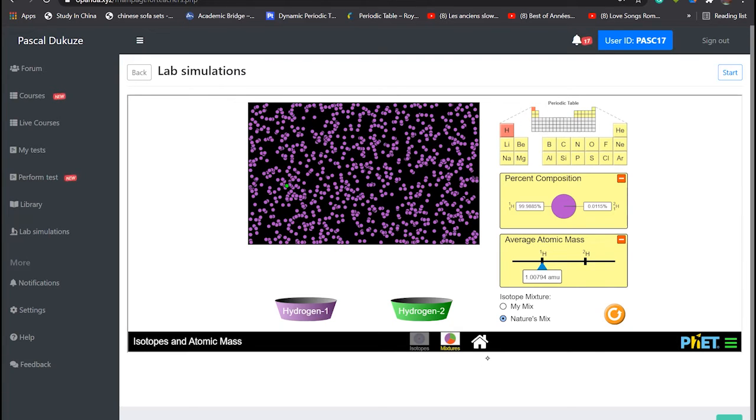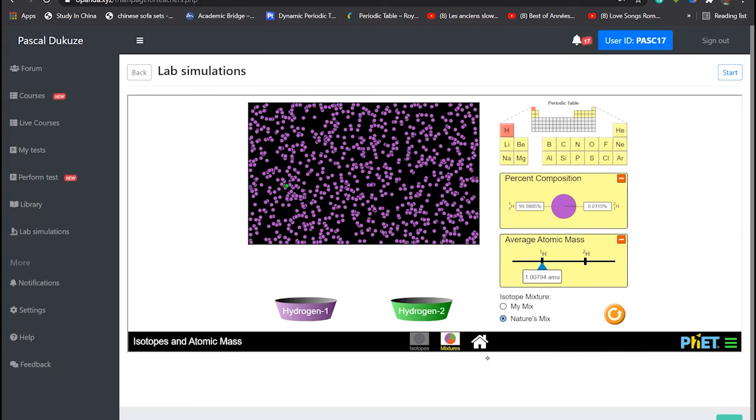And here we have 0.0115 of hydrogen 2, another isotope. So that is the natural mixture of hydrogen. This is the percentage abundance of hydrogen 1, which has no neutron, and this is the isotope which has a single neutron. You can hide this information or show it. Even here, you can hide the information or show it.